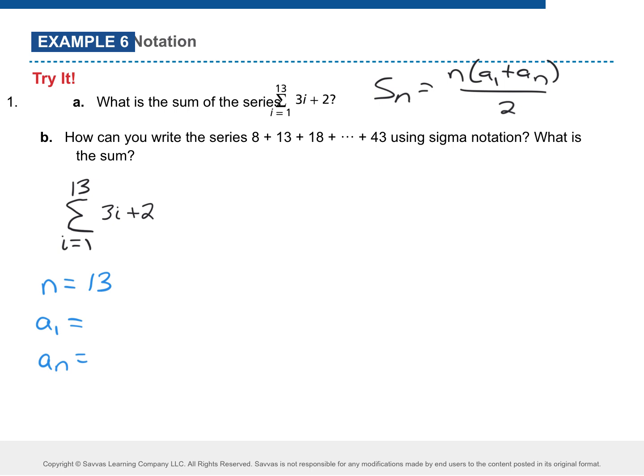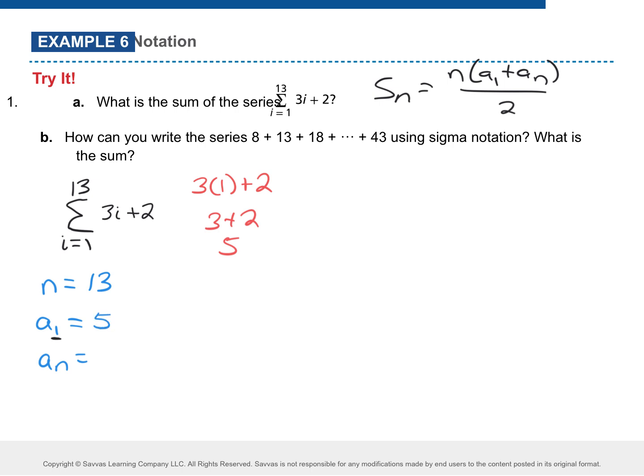Nope. Because remember, we're looking for the first term. So we need to plug 1 in for i. We're looking for the first term. So we have 3 times 1 plus 2. What's 3 times 1? 3 plus 2? 5. That is my first term. Everyone understand why we have to plug it in?